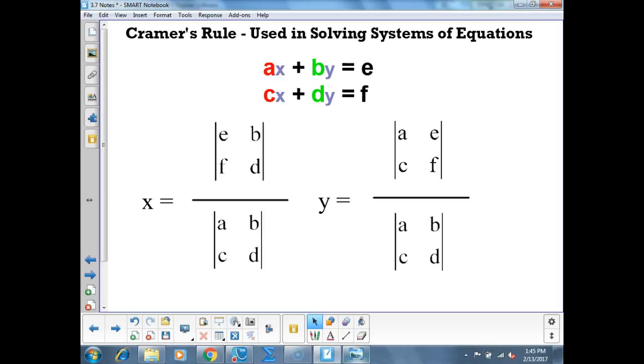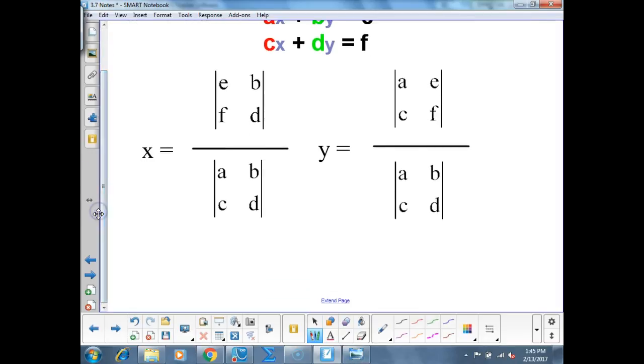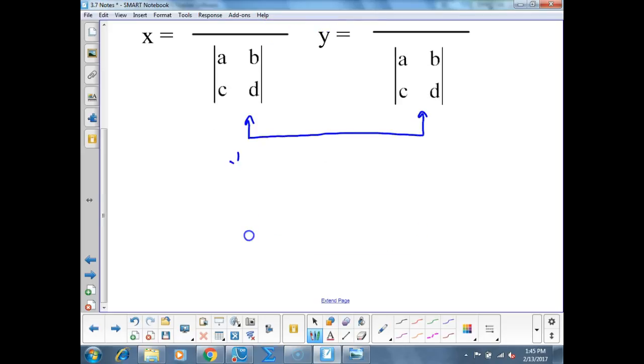So the very first thing that I do with Cramer's rule is I find these two determinants first. And the reason that I find those two first is because these are the coefficients of x and y.